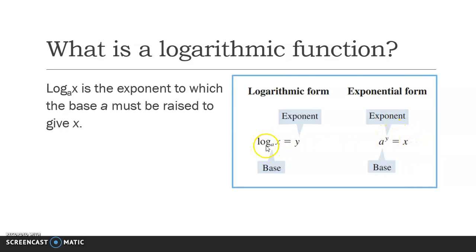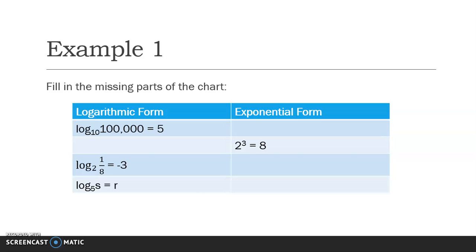So a logarithm gives the power that a given base is raised to get this number right here. And you can change between the formats by using what I call a swirl, if you want to. So let's take a look at an example where we have to change between these two formats. In this example, we need to fill in the missing parts of the chart. Anything in the logarithmic column needs to change into exponential form. Anything in the exponential column needs to be changed into logarithmic form. I suggest pausing this video, trying to do it, and then pressing play and checking your answers.